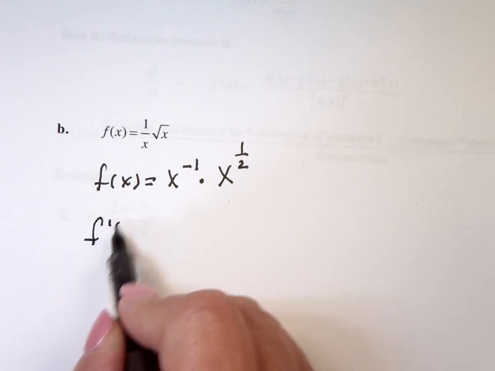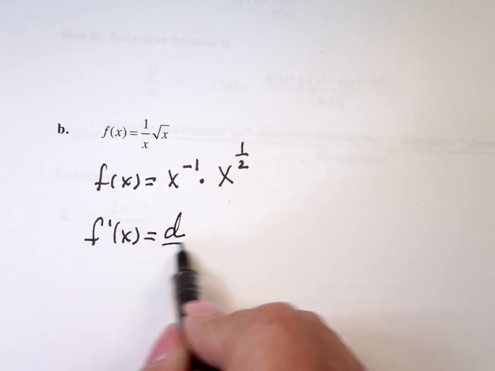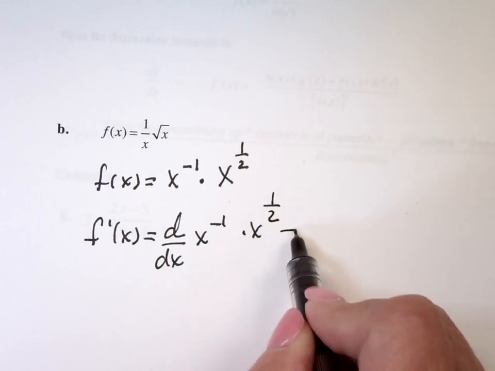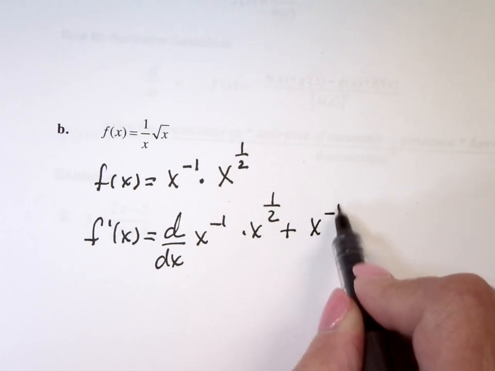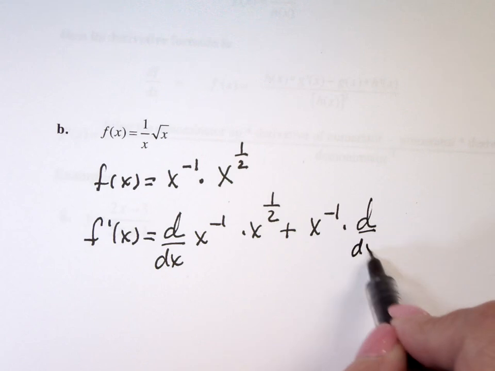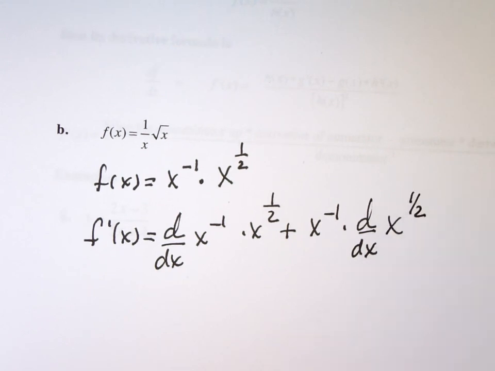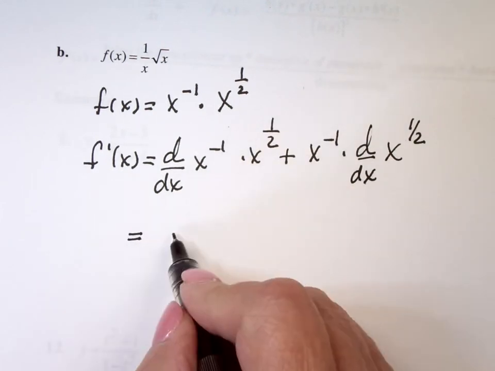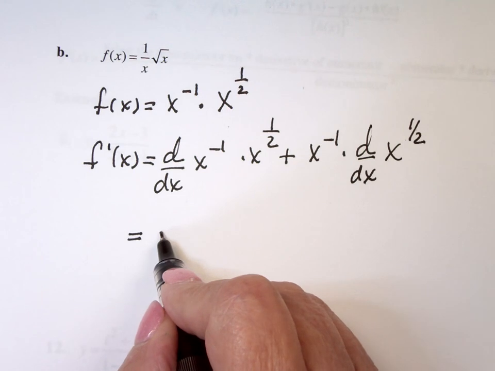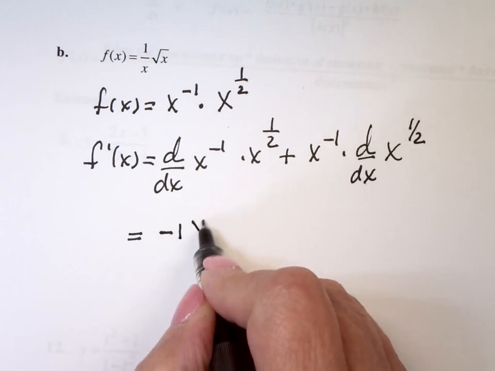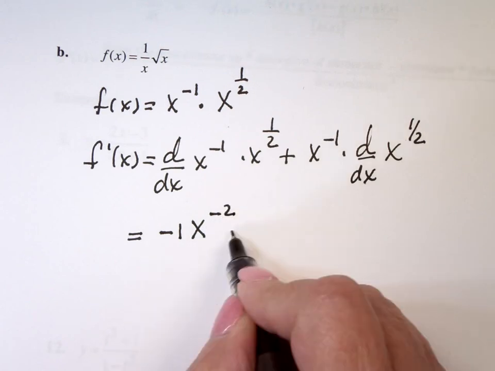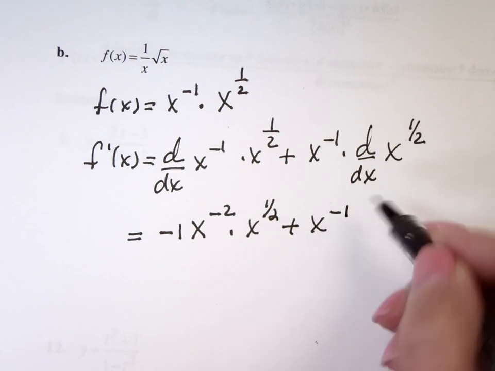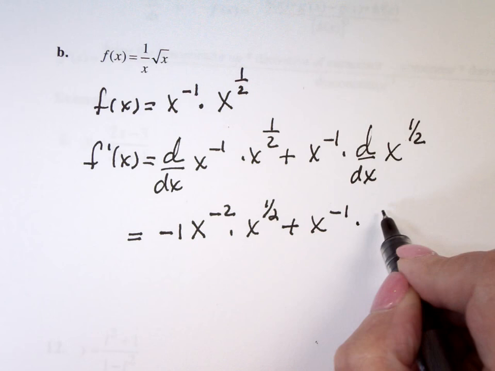So f prime of x is the derivative of the first times the second plus the first times the derivative of the second. Derivative of x to the minus 1 is what? Minus 1 x to the minus 2 times x to the 1/2 plus x to the minus 1 times, what's the derivative of x to the 1/2?